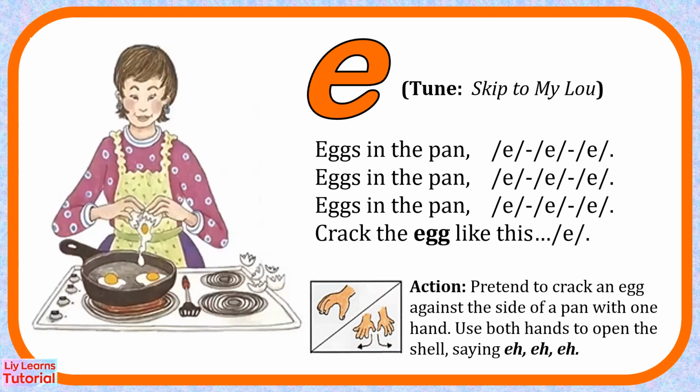Now, let's listen to the Jolly Phonics song on letter E to the tune of Skip to My Lou. While singing, pretend to crack an egg against the side of a pan with one hand. Use both hands to open the shell, saying eh, eh, eh.